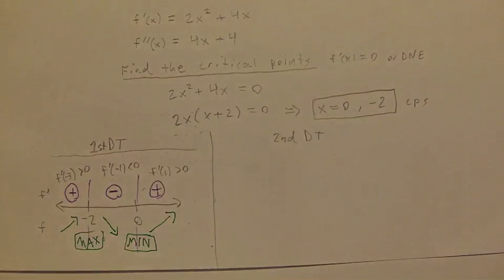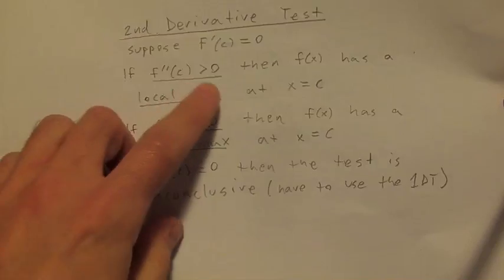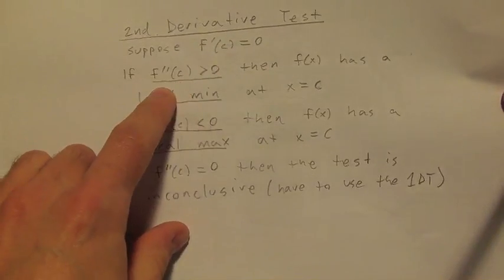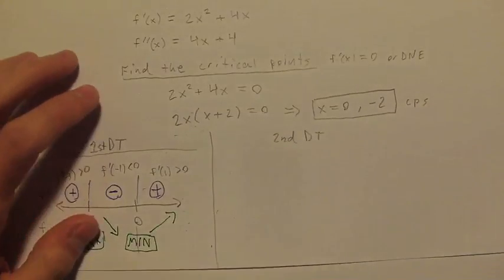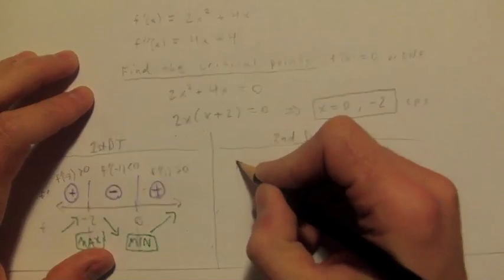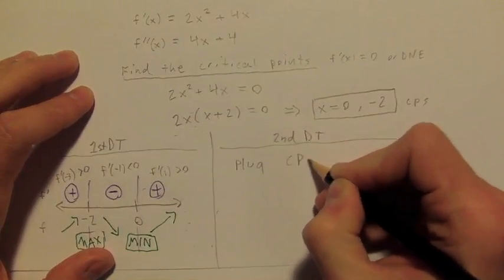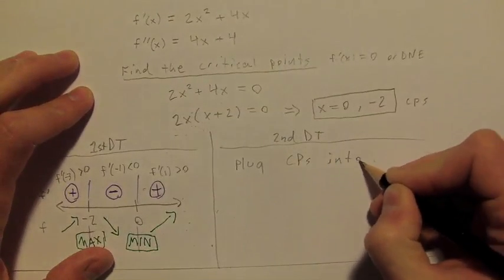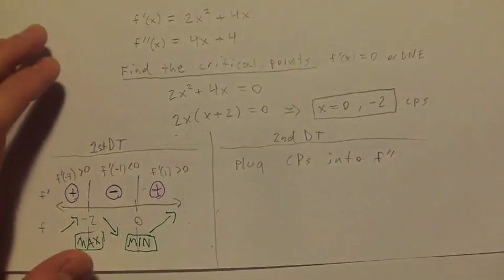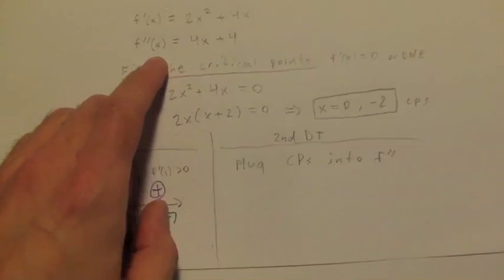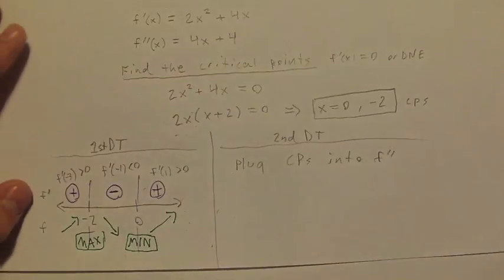Now if I want to use the second derivative test, what the second derivative test says is basically, and I'll bring it back up here, you just take your critical points and plug them into the second derivative. So you're just going to plug CPs into f double prime and see what you get. So f double prime is up here, it's 4x plus 4.